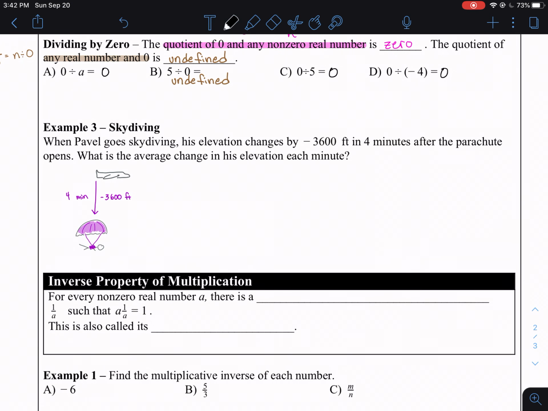Not the 0 stuff, but we've got our friend Pavel. He's going skydiving, and his elevation changes by negative 3,600 feet in 4 minutes after the parachute opens. What's the average change in his elevation each minute, or per minute?